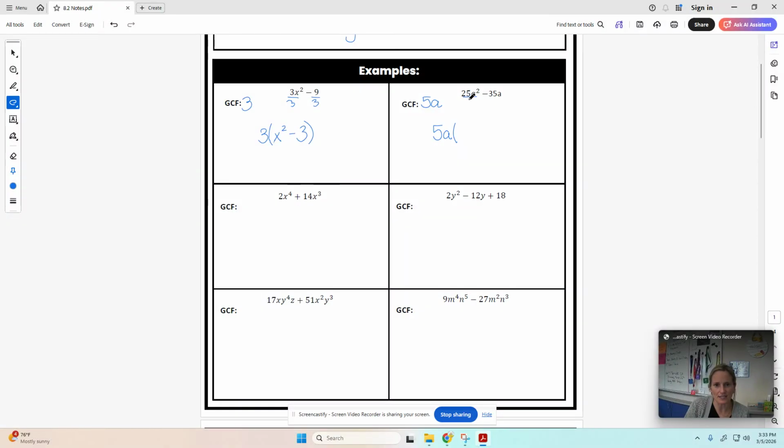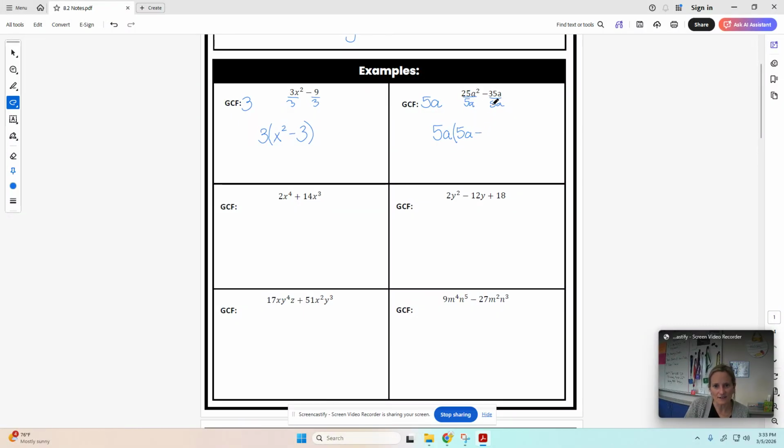To put it in factored form, I have the 5a in front, and then in the parentheses I'm going to put what I get when I divide each of these terms by 5a. 25 divided by 5 is 5. a squared divided by a, subtract those exponents, leaves me with a.